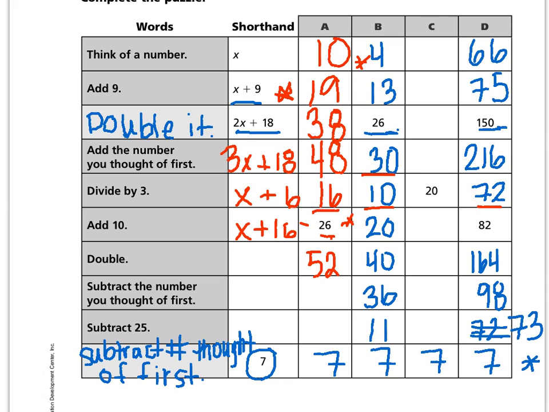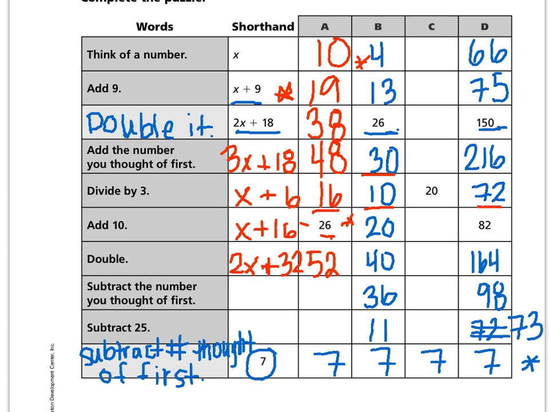Now I'm going to look at doubling it, which I know that doubling it would be 2x, and then what did I have to add to that? I know from 20 to get to 52, I would need to add 32. To get from 8 to 40, I would need to add 32. So I know that it's going to be 2x plus 32. Let's keep filling in column A now.